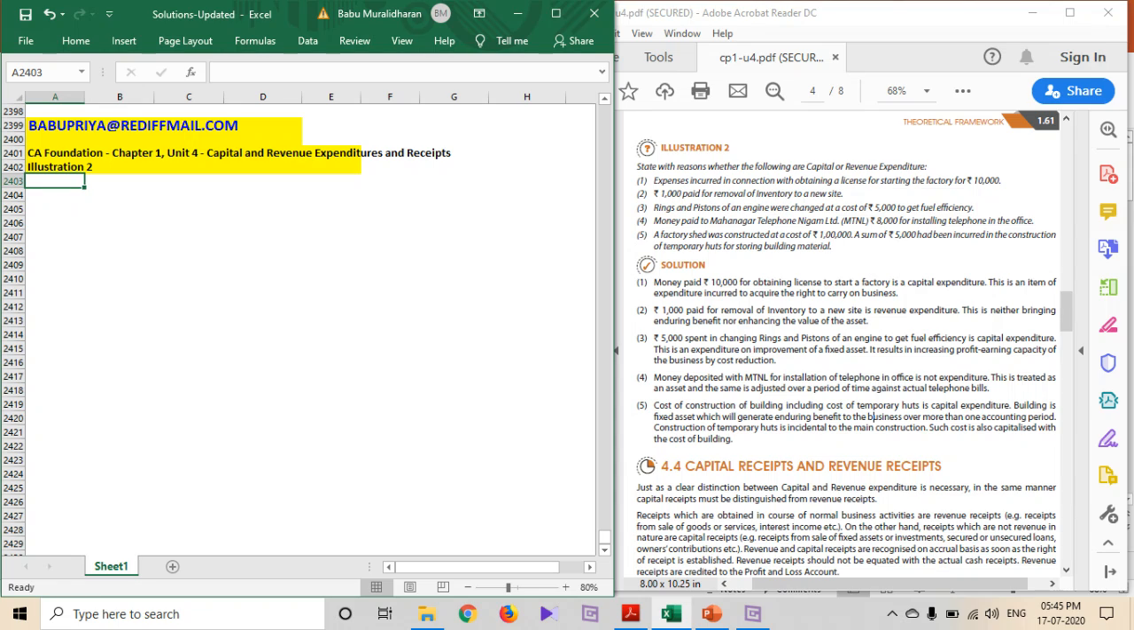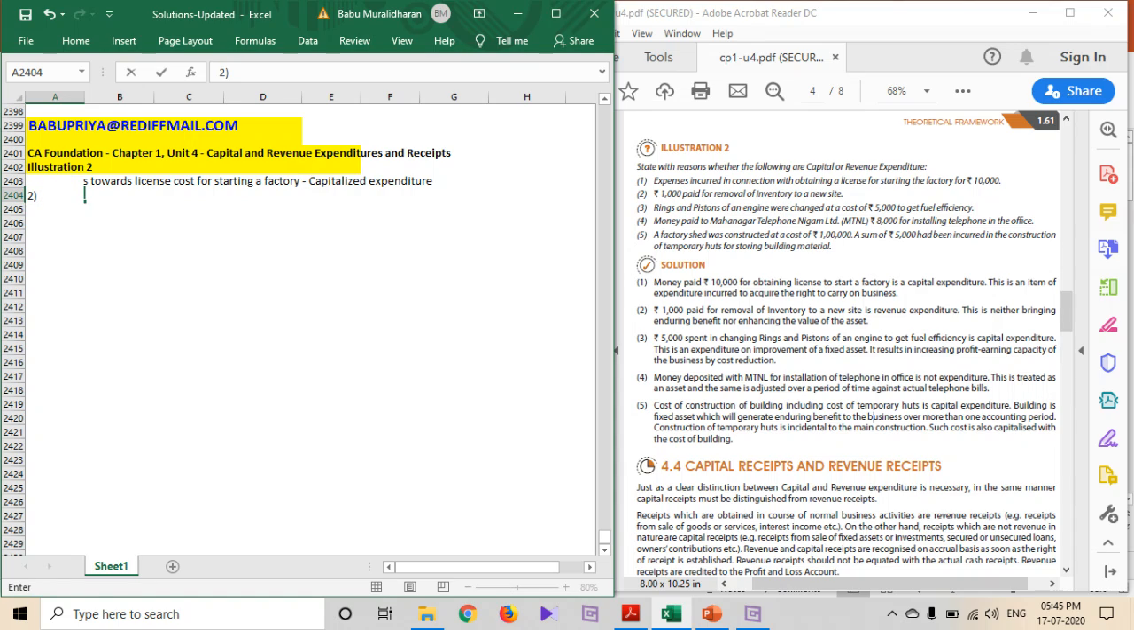Illustration 2: State with reasons whether the following are capital or revenue expenditure. One: expenses incurred in connection with obtaining a license for starting the factory. Expenses towards license costs, right? For starting a factory, this license cost is the basic requirement before starting a factory. So this has to be capitalized. Without a license, the factory cannot start. So this should be capitalized, right? Capitalized expenditure.